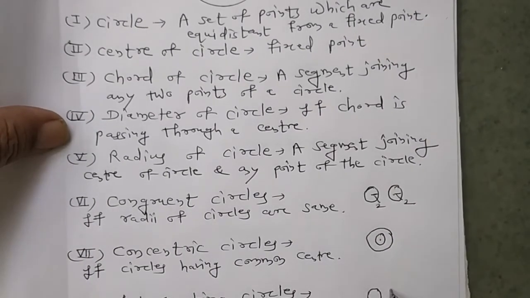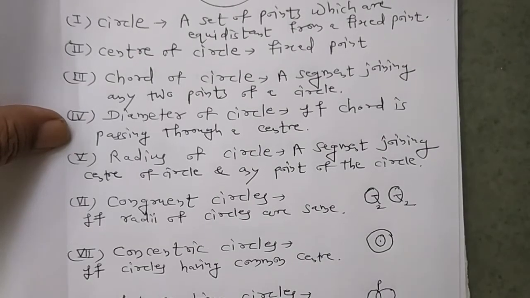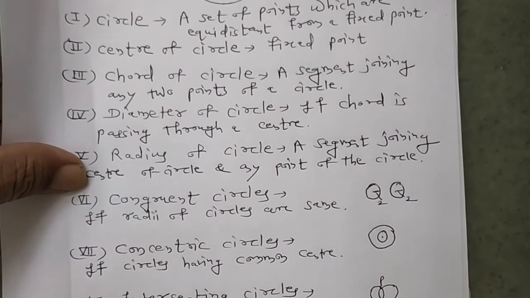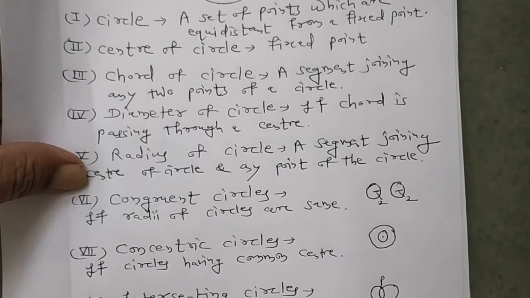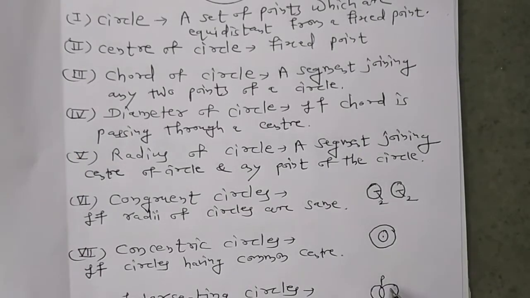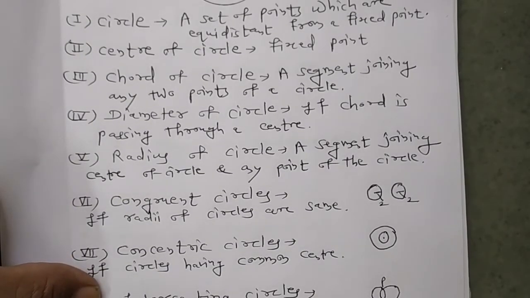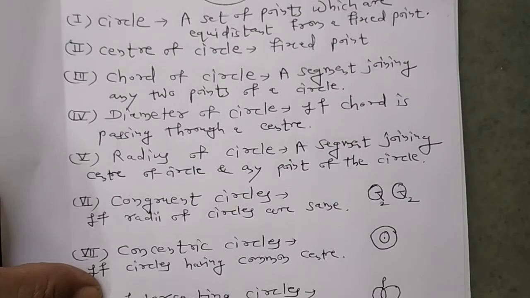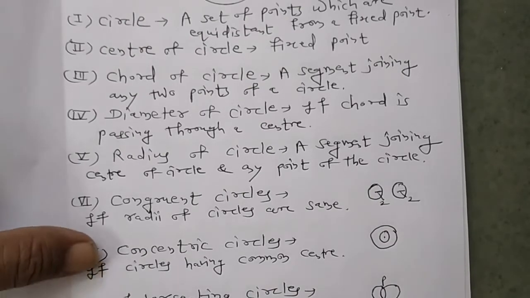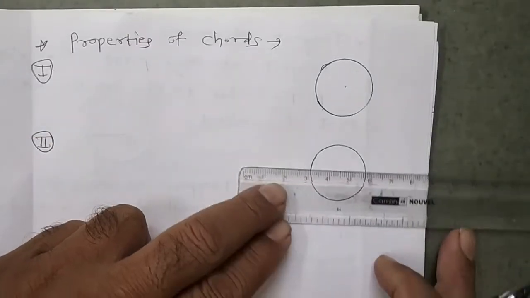Intersecting circles. Suppose P and Q. Circles having two points in common are called intersecting circles. And these common points are called points of contact.